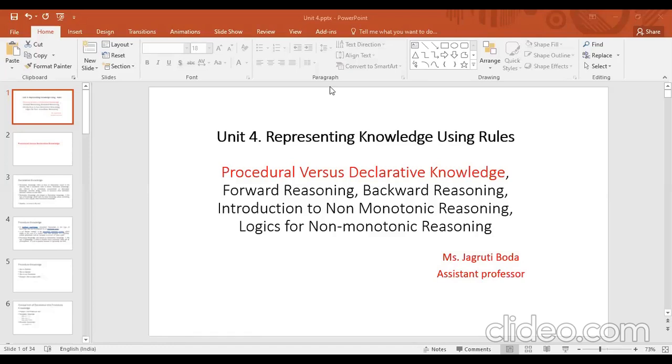So what is knowledge, and why do we need to represent knowledge? Can anyone give me the answer? Why do we require knowledge representation? You can write your answer in the chat box also.